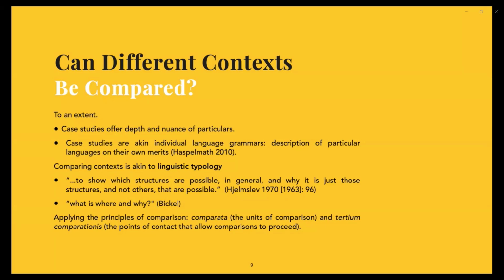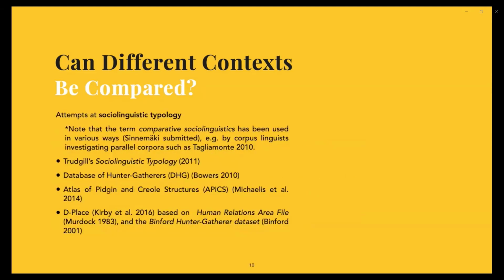For any units that you're comparing, there has to be at least one point of contact by which you're able to link those two comparators together. And we'll spend a fair bit of time looking at this in the next couple of sections. That's coming up. So sociolinguistic typology is something of a nascent field. It's still emerging and developing.